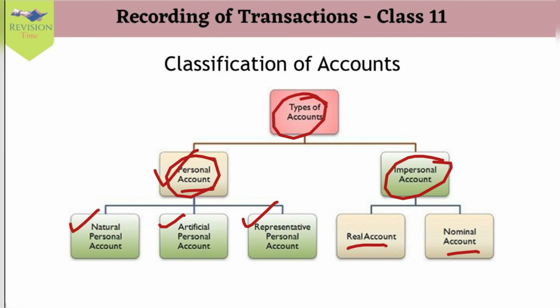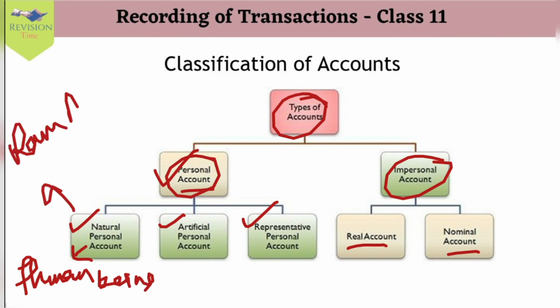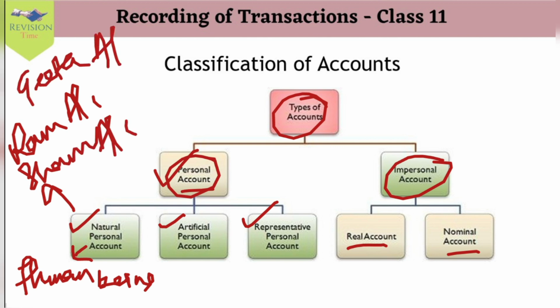personal account. First we have natural personal account, and in simple terms, this is an account related to human beings like yours and mine. We can speak of Ram's account, Sham's account, Geeta's account. An account related to a human being is known as a personal account.